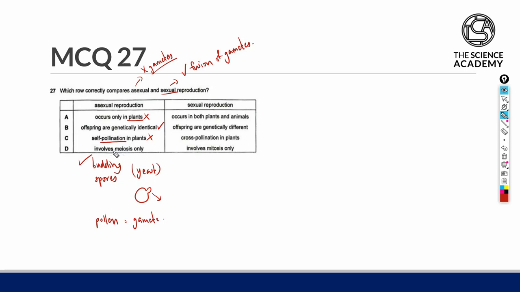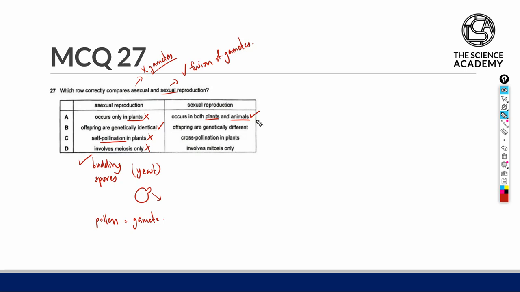D states that asexual reproduction involves meiosis only. This is also wrong, because meiosis shouldn't occur since gametes are not involved and should not be formed. Sexual reproduction occurs in both plants and animals. This is true. Sexual reproduction occurs in animals, including humans, and plants are capable of sexual reproduction too, including pollination and fertilization of the gametes.